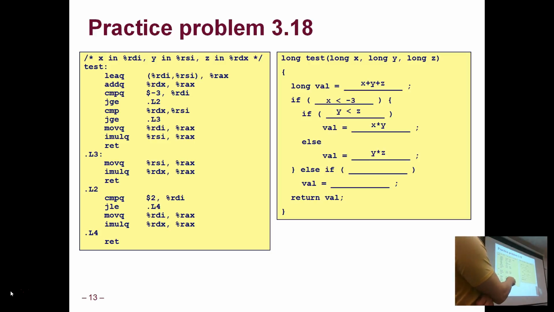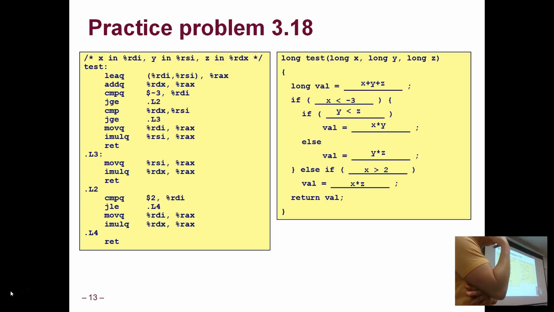Now we can resolve the else at the bottom. So we're going to compare RDI, which is X, to 2. And if X is less than or equal to 2, we're going to return, basically, jump to L4. If X is greater than 2, then we're going to go through this fall through. And this fall through is RDI gets loaded into RAX, which is X, and then you're multiplying RDX, which is Z, so you get X times Z.